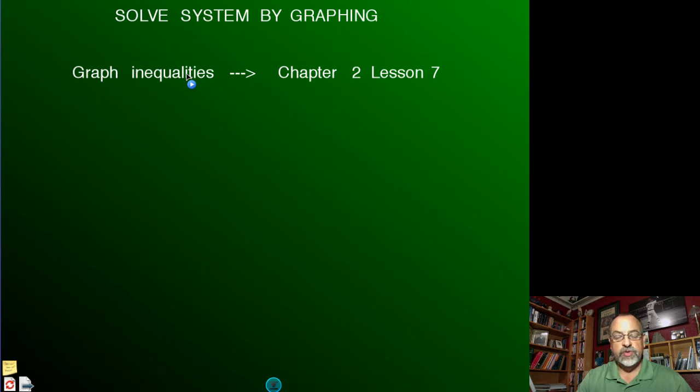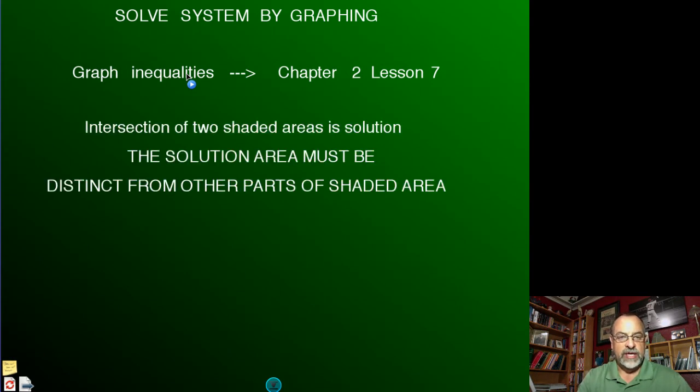Now, to solve a system by graphing, it just requires that we remember some of the things we've done before. Remember, when we're graphing inequalities, we draw the line. It's a solid line if the line is included in the solutions, that boundary line is included. It's a dotted line if those values are not included, and then we shade above for y greater than, we shade below for y less than.